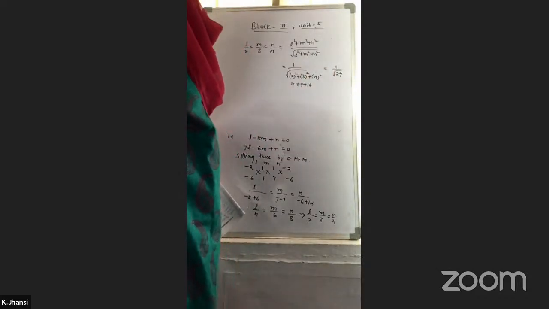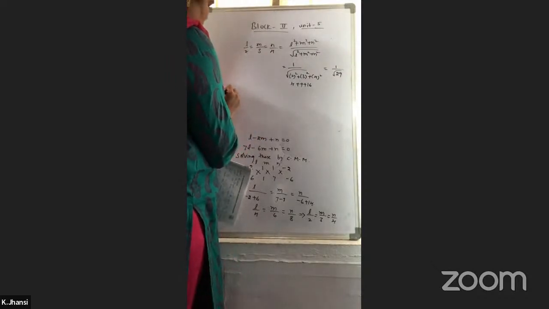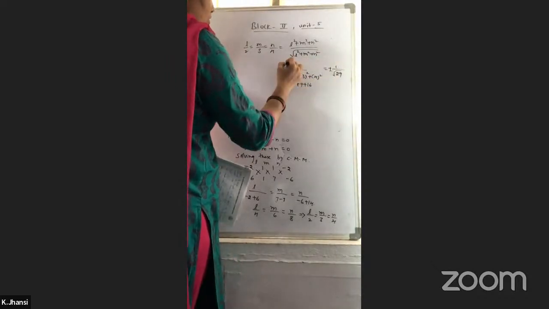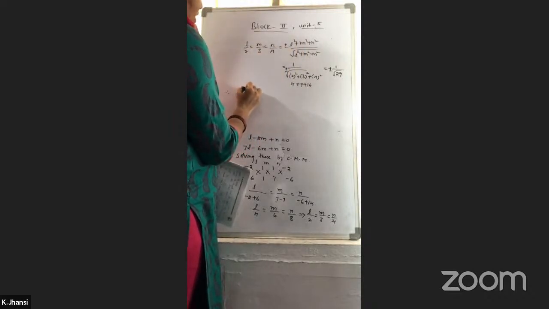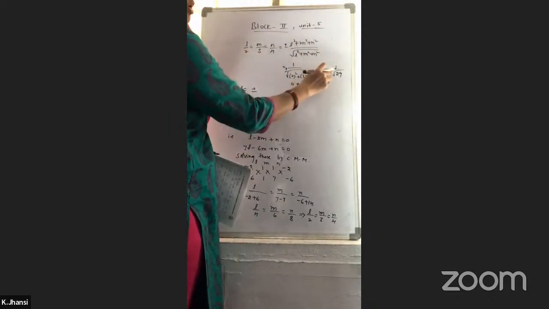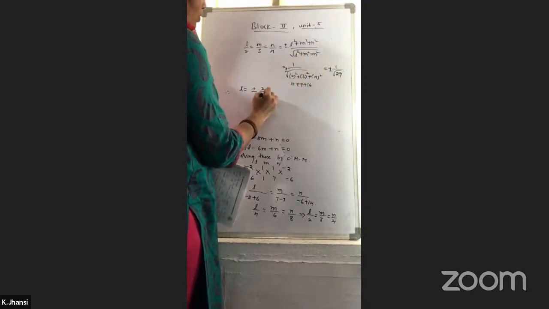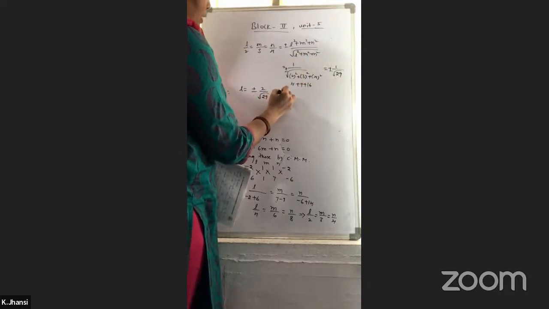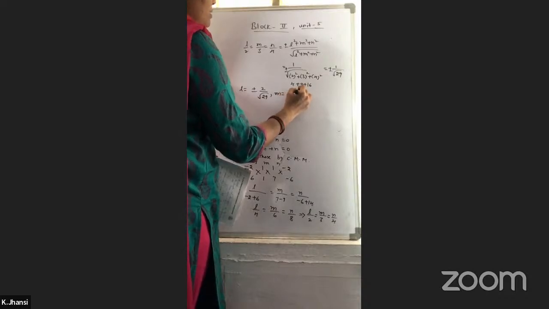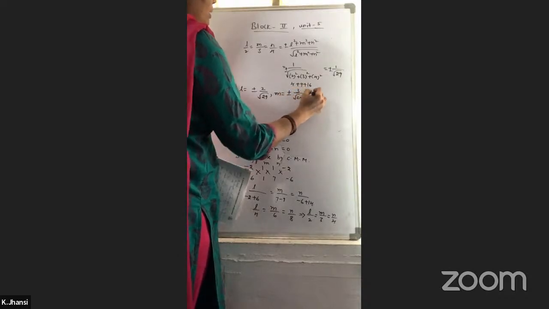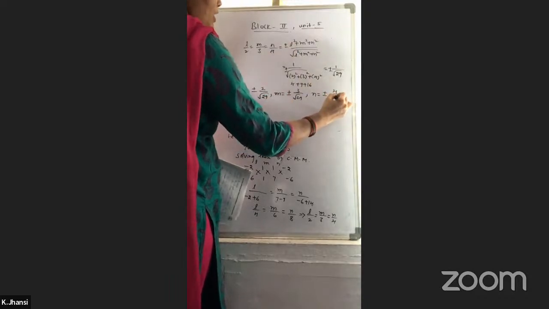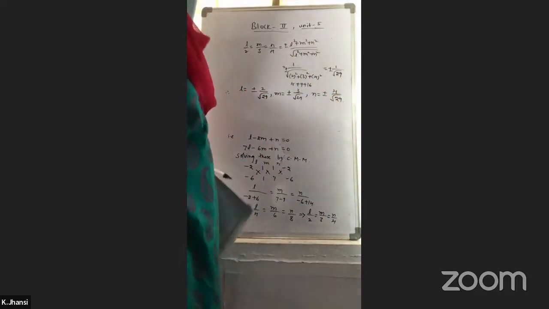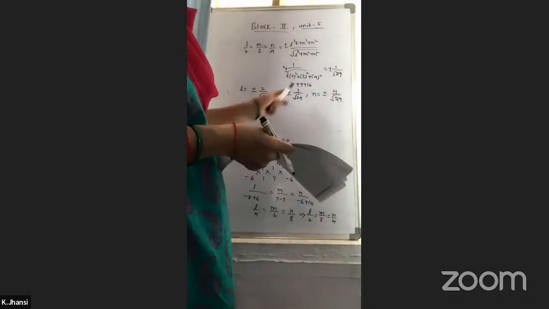Now, therefore, with plus or minus, we have this formula. If you do the cross multiplication, L is equal to plus or minus 2 by root 29, M is equal to plus or minus 3 by root 29, and N is equal to plus or minus 4 by root 29. So here we got the LMN values.